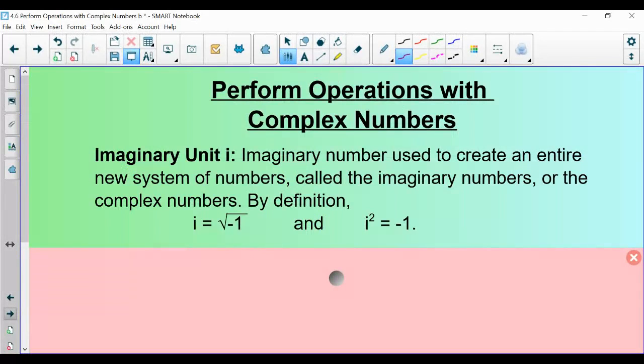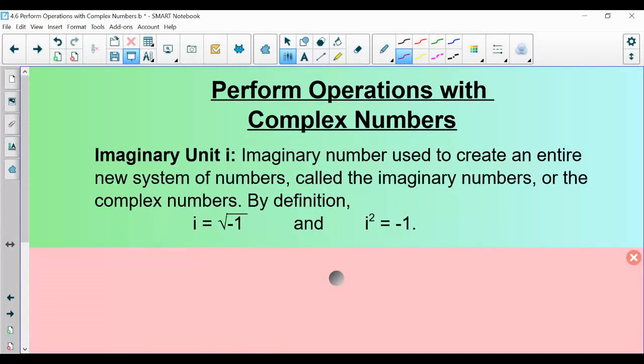All right, so what's driving this topic? This is the concept of the number i. i is not going to be a variable that you've solved for. i means something, but oftentimes we treat it like it's a variable. So what is i? It is an imaginary number used to create an entire new system of numbers called the imaginary numbers or the complex numbers.